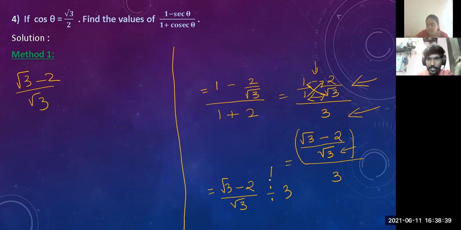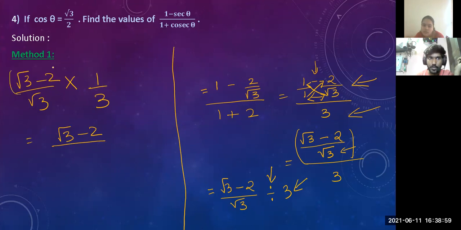Root 3 minus 2 upon root 3. Now this division sign I'm converting into a multiplication sign. So what will happen to this 3? 1 upon 3. Now we multiply root 3 minus 2 into 1, upon root 3 into 3. When you're multiplying two fractions, numerator with numerator, denominator with denominator. Root 3 into 3, that is 3 root 3. Understood? Yes. Any doubts?